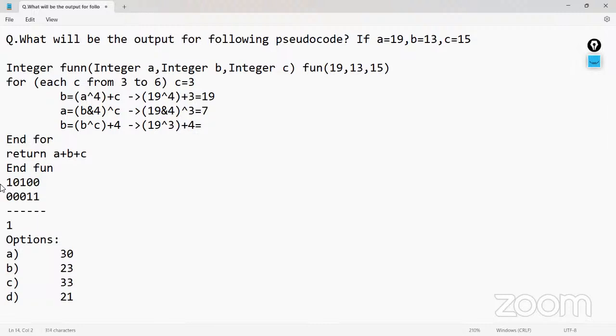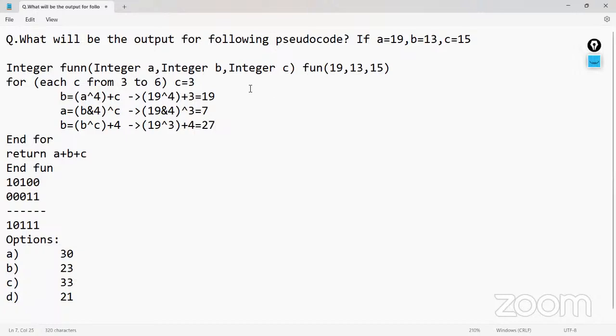So 1, 0, 1, 1, 1. Okay, now let us convert them in binary. So 16 plus 4 plus 3 plus 1. So 16 plus 7, it becomes, I guess, 23. So 23 plus 4, the final value of B is 27 at the first iteration.